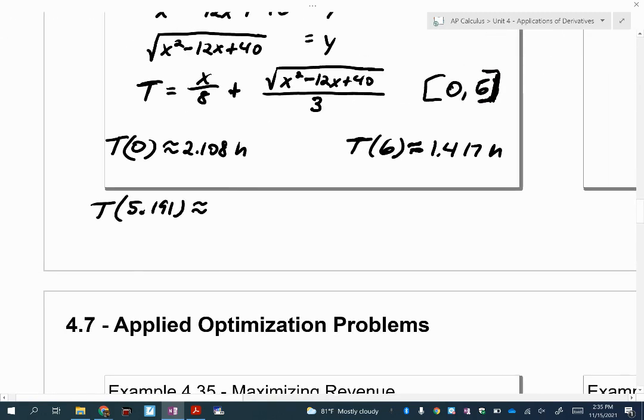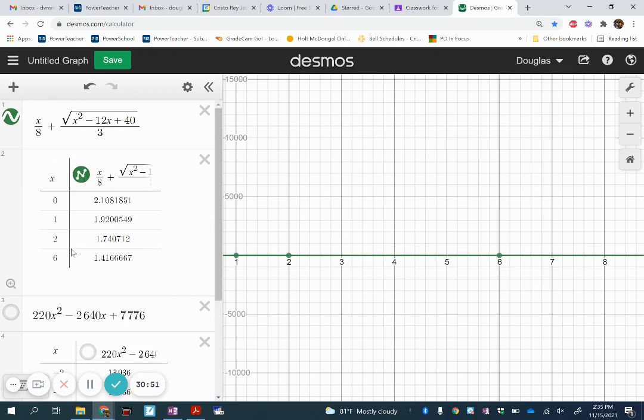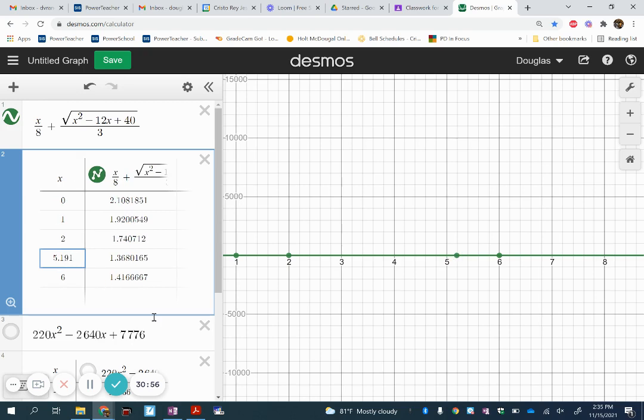All right, and if I evaluate this time, I'll come back over here and do 5.191. Now I can go to my other function that I typed in and see what that time would take. So that means if this is what I end up doing, then the visitor would be running 5.191 miles out of those 6. So let's go to Desmos. Let's do another one here. So 5.191, which is 1.368.